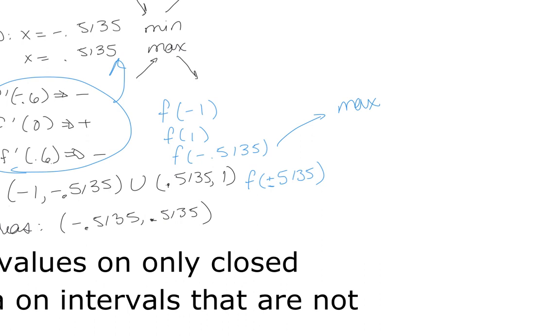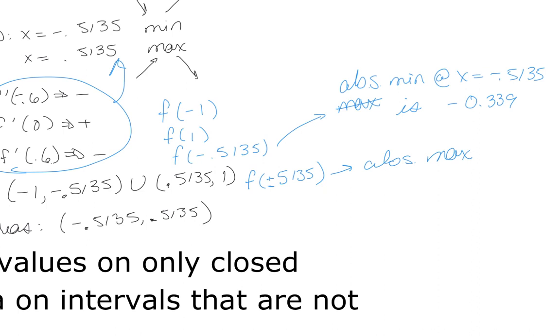So my absolute min at x equals negative 0.5135 is negative 0.339, and then my absolute max at x equals the positive 0.5135 is 0.339. So I found the locations of my max and mins and my absolutes in this case, and they happened at the critical point.